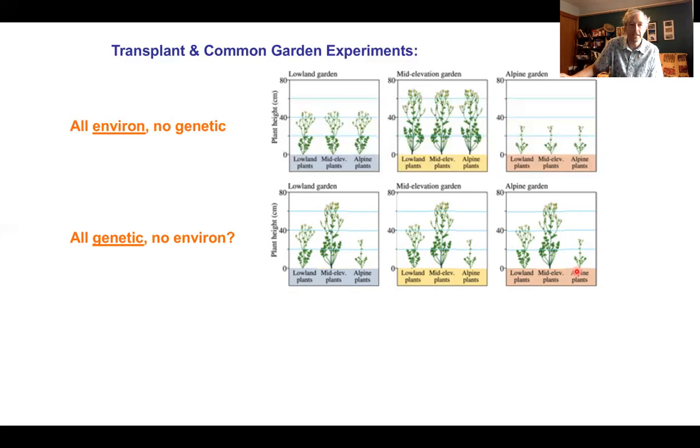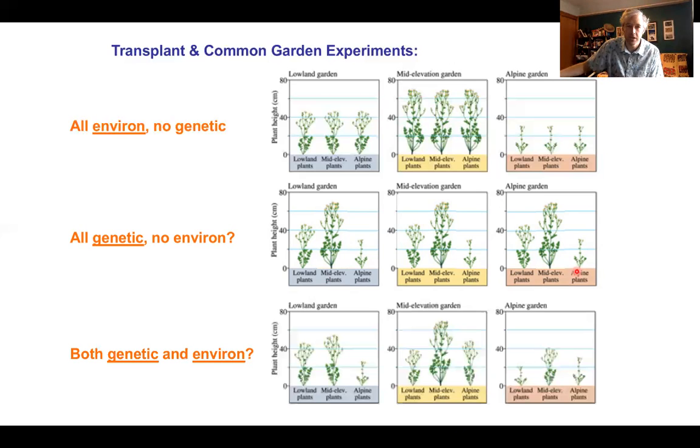But what we often see is it's a mixture of both. We see both genetic and environmental changes. So here, let's look at the lowland plants first. Lowland plants grow very well indeed in the lowland garden because their genes are well suited to a lowland environment. They grow okay at mid-elevation, but they grow very, very badly indeed at highland. They're just not designed to live up there.